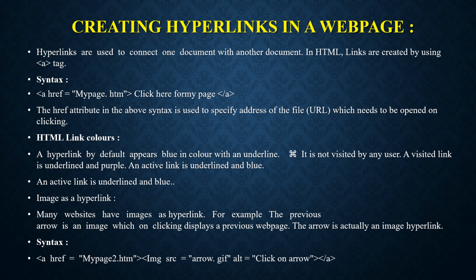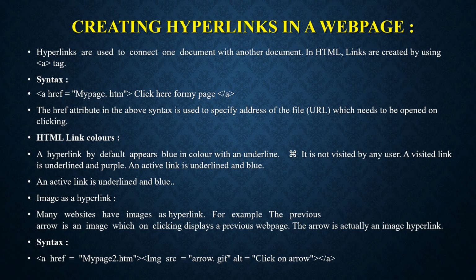That is the active link color. That is called the hyperlink. That means one web page is connected with that one. It is not visible to any user. A visited link color, once you click on the link, it will turn purple. So visited link color is purple and underlined. An active link color is always underlined and blue. An active link is underlined and blue.